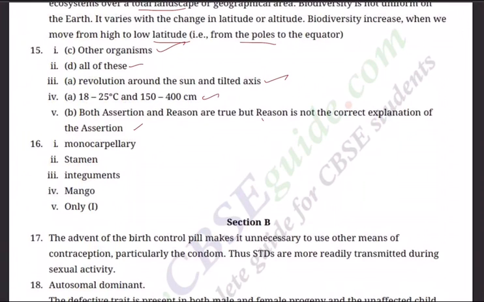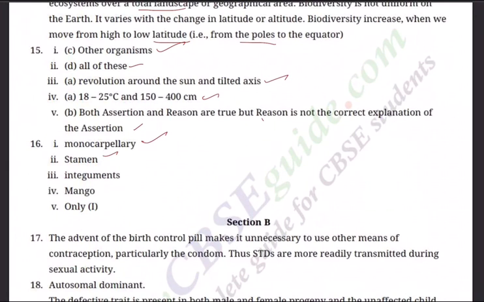Meiosis results in the formation of 4 megaspores, as we know. Question number 1. Gynoecium with a single pistil is known as monocarpellary. Answer is B. Question 2. Which of the following is not part of the ovary? Stamen. Answer is D.